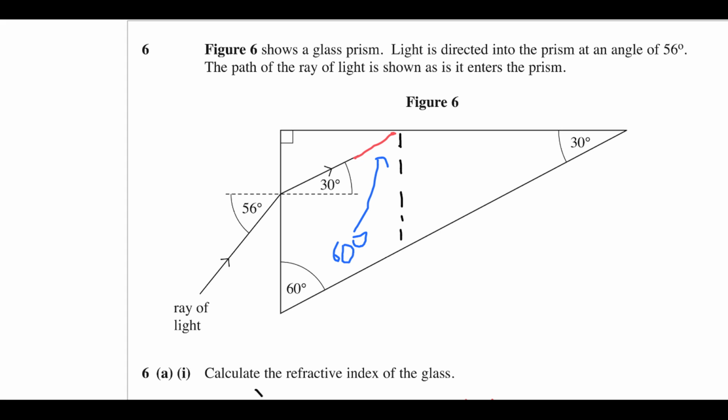Okay, so if we look at this, it hits the boundary at an angle of incidence of 60 degrees. That's greater than 37, so it's going to be reflected off that boundary there. And that's going to happen until it reaches this other boundary here. So let's draw a normal here, and then we're going to need to work out the angles involved. So we know this angle in here is 60 degrees.